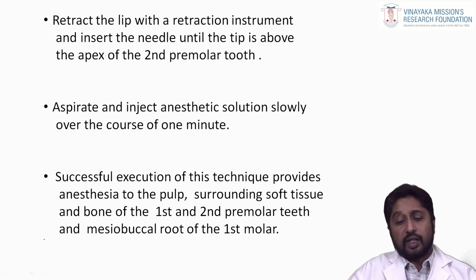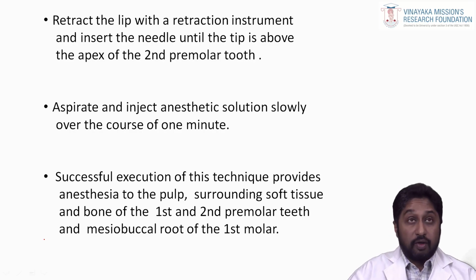Successful execution of this technique provides anesthesia to the pulp, surrounding soft tissue and bone of the first and second premolar teeth and the mesiobuccal root of the first molar. So here, what all teeth are there? First and second premolar are anesthetized, and the mesiobuccal root of the first molar will be anesthetized.